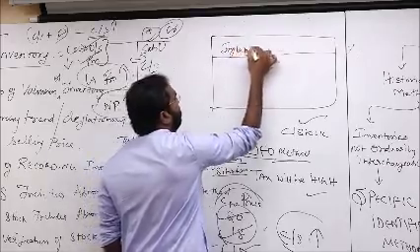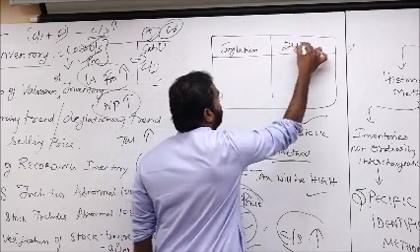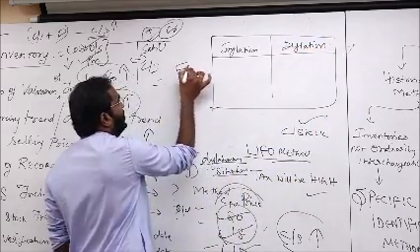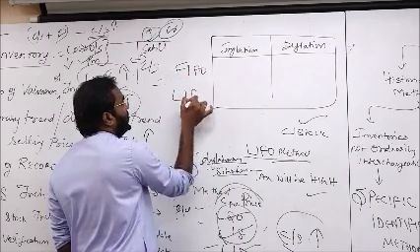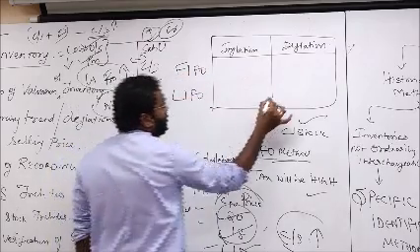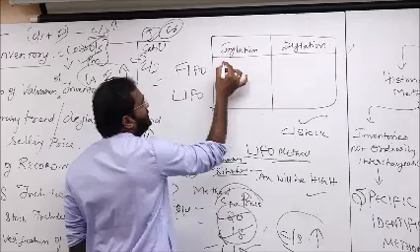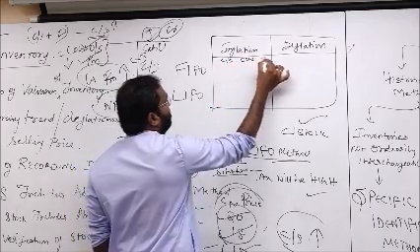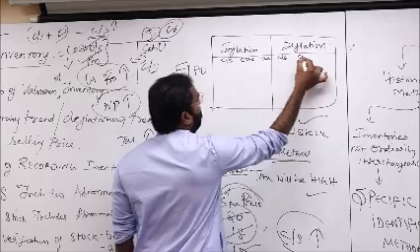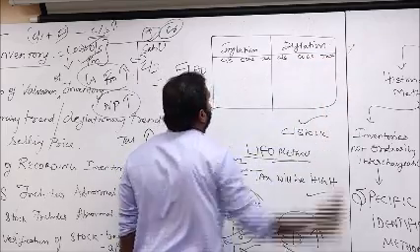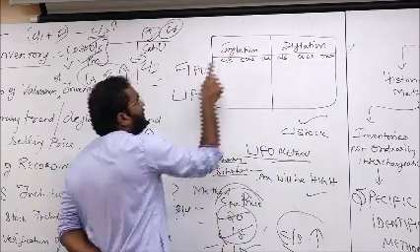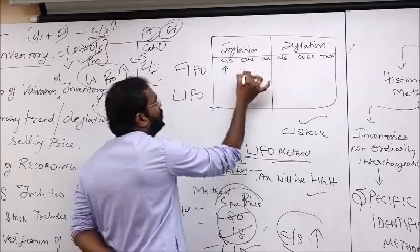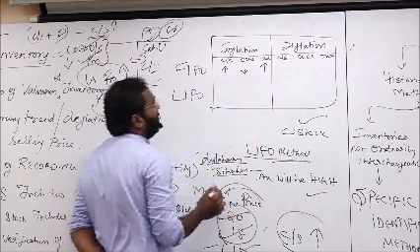Inflation, deflation. FIFO method. So under inflation: closing stock, COGS, tax. Under inflationary trend, if you follow FIFO method, closing stock will be high, COGS will be low, tax will be high.